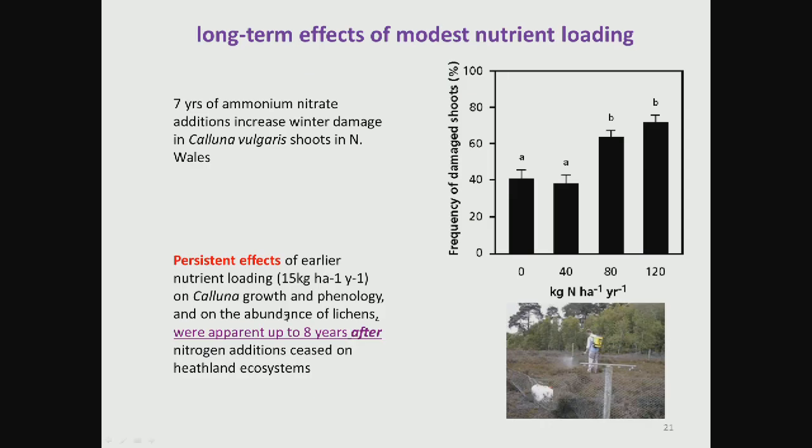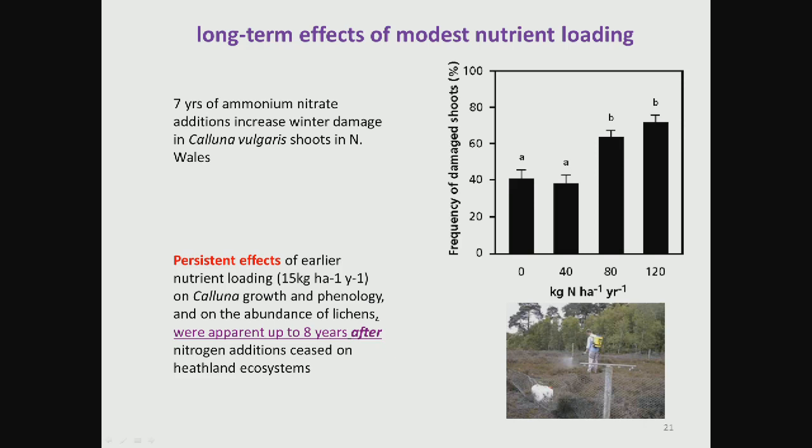I had some friends that actually showed this in the UK. They looked at Calluna, which is a heather, heather moorlands. It likes low nitrogen environments. And over 7 years, they went and watered these plots. There's my friend out there, part of his PhD, going out and watering these plots with nitrogen, ammonium nitrate. And they saw that the frequency of damage on these Calluna went up as you put more and more nitrogen in them.